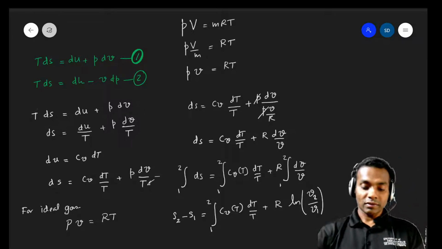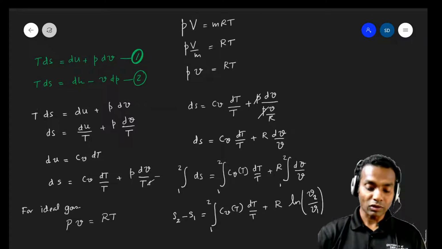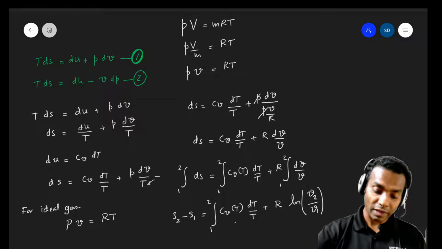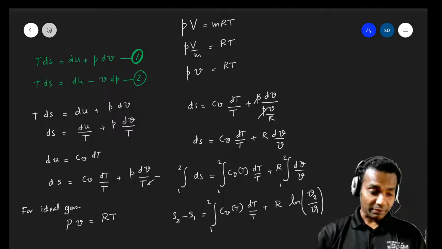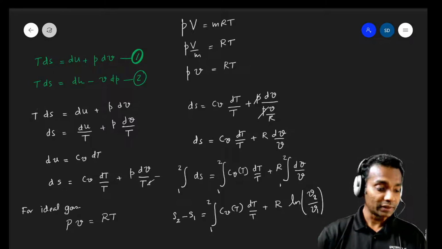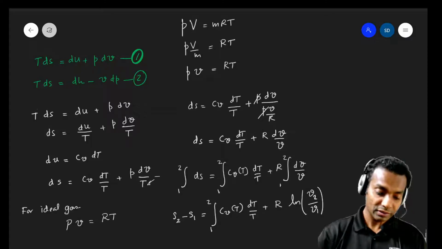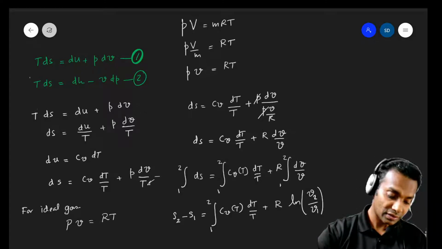So that's our first entropy change equation. Now to use this equation, we have to know cv as a function of T. Then we can divide that by T and solve the equation. Now we use the second TDS relation.